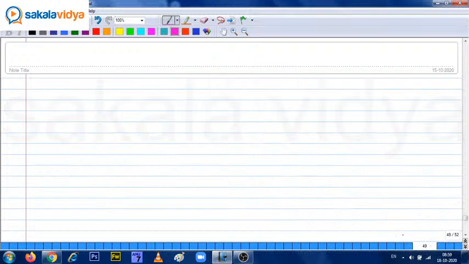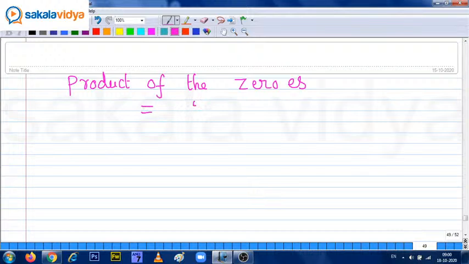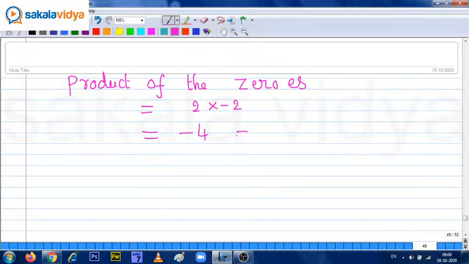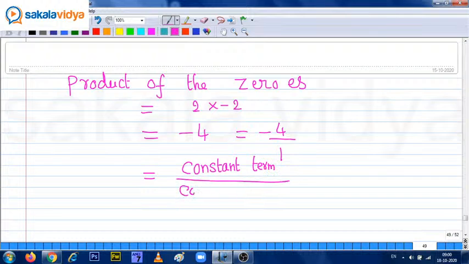Next, product of the zeros. So the product of the zeros is equal to 2 into minus 2, that will be minus 4. Just you check it now, minus 4. Minus 4 is the constant term. The x square coefficient is 1. So for our convenience, this can be written as minus 4 upon 1. So this equals constant term upon coefficient of x square.